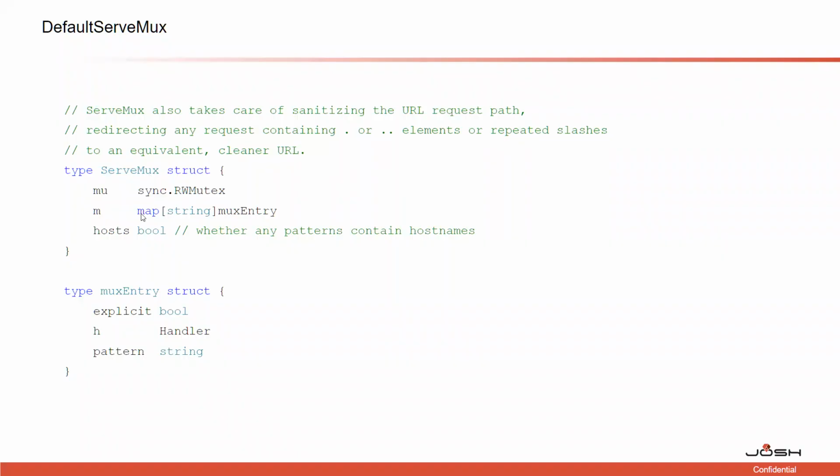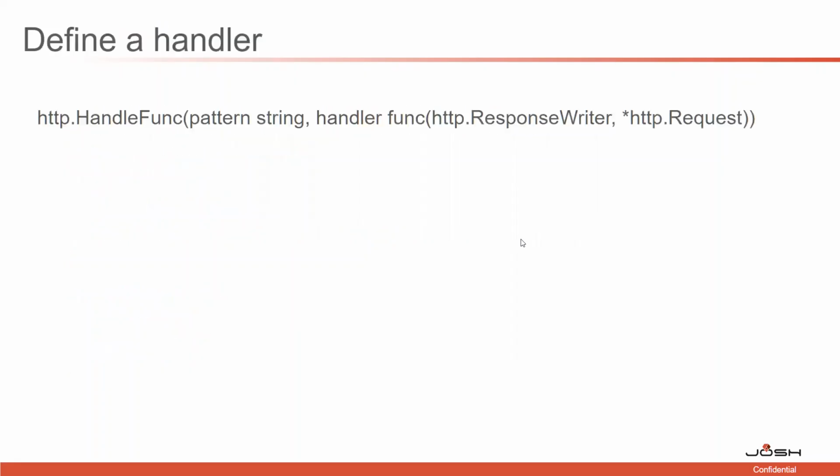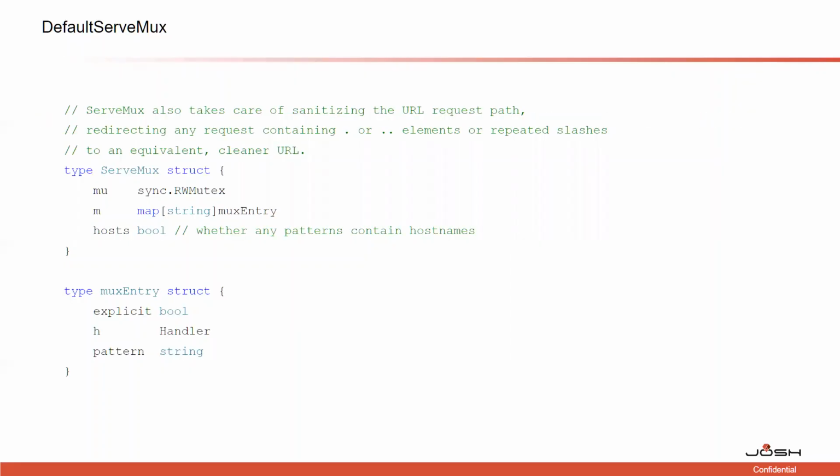If we look at the struct, there is a map of string to mux entry. Mux entry has a handler and pattern. So this is what the default serve mux does. It calls a handler for a specific pattern. Now let's see how we can define the pattern in our default serve mux.